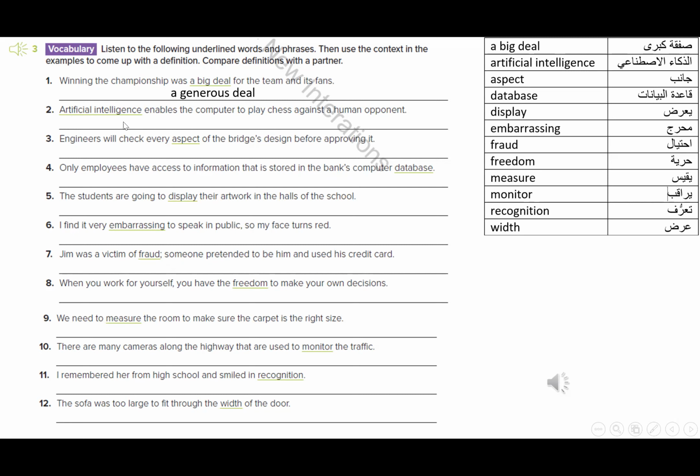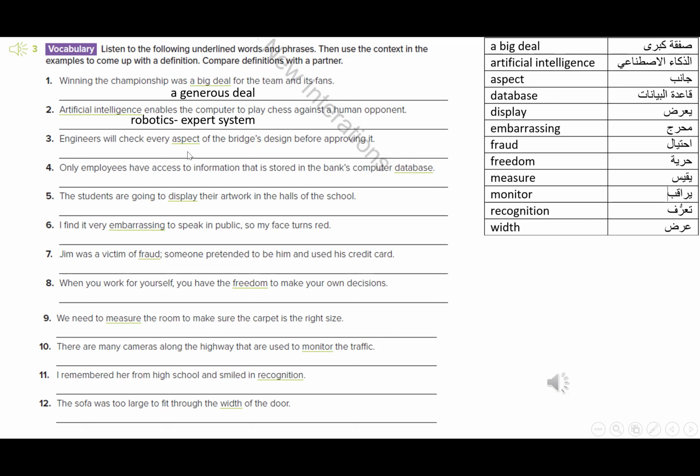Artificial intelligence enables the computer to play chess against a human opponent. So artificial intelligence. What does artificial intelligence mean? It means robotics, or an expert system. But it's better to write artificial intelligence. But the synonym is expert system or robotics.